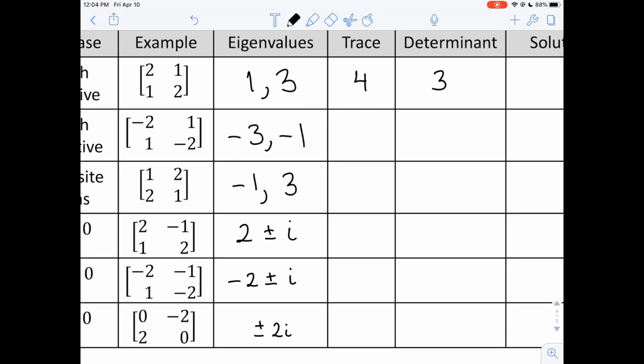Let's verify all 6 cases that this happens. Let's do the trace by adding eigenvalues. So I get negative 4. Now let's do the determinant by multiplying eigenvalues. You get 3. Let's get the trace and determinant the other way. Trace is add negative 2 and negative 2. Add them, so you get negative 4. Determinant is multiply that diagonal and then minus multiply that diagonal, and we get 4 minus 1, we get just 3.